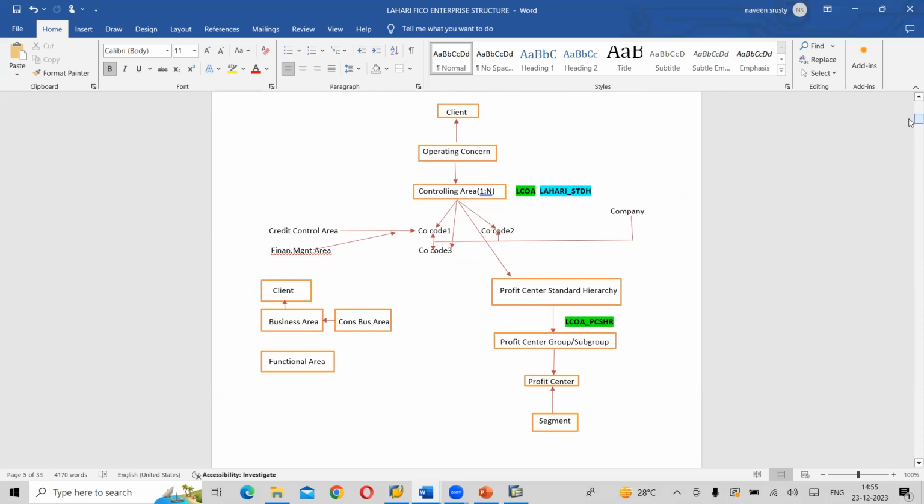The structure we are going to create. This part we will create in new GL accounting, and these two in controlling. Profit center and controlling area we will discuss in new GL accounting, and operating concern we are going to discuss in controlling module, and segment we will create in the FI module only. Creation we will do in segment, along with the entire structure, but the integration will happen once we start with new GL accounting. Is this clear?